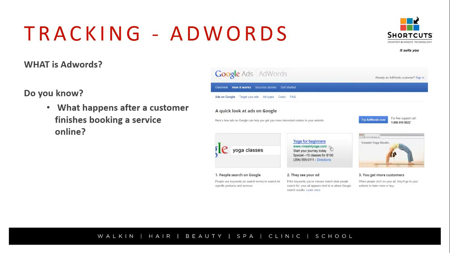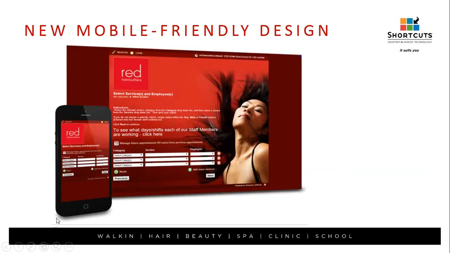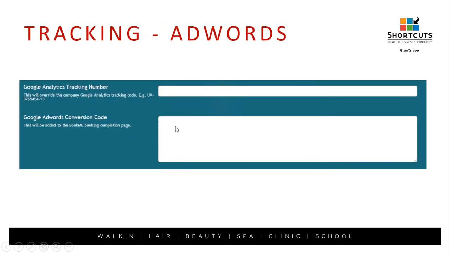So there are a couple of functionalities that we can use, and as I said, the Google Analytics is a free service, but the AdWords you do need to pay for. And as I said, once you've got that conversion code, it just goes in that box there, and then that will be added to the completion page. So once somebody's completed their booking, it will then tell us exactly where that client's going afterwards.